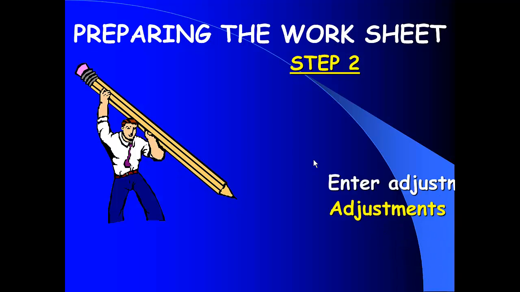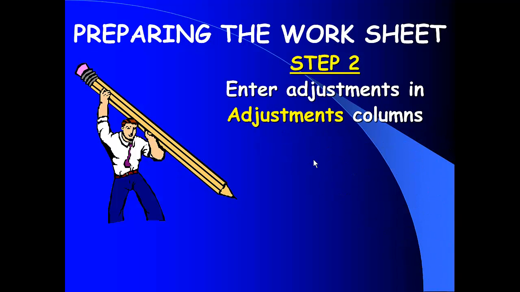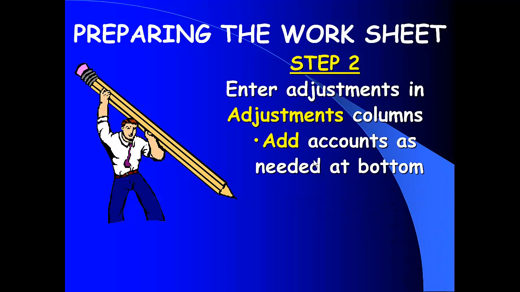The next step is to record my adjusting entries. Now we still will have to take these and put these in the general journal, but for right now we're going to first record them in the adjustments column of my worksheet. We may need to add some accounts that are not already listed on our worksheet. If so, we simply record them at the bottom.